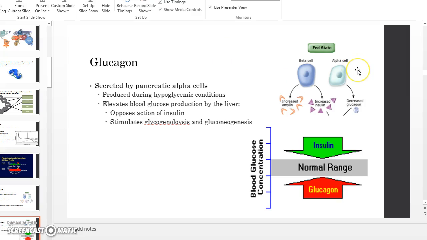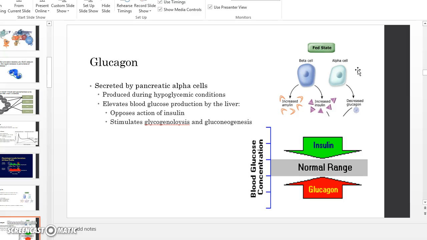So as we were just talking about glucagon, this is also secreted by your pancreatic cells, but it is secreted by the alpha cells versus the beta cells where the insulin and amylin are secreted from. This is produced during your hypoglycemic condition. So this is kind of your mechanism as if your blood sugar is too low. This is your body's natural mechanism for compensating for that and bringing your glucose up to the levels that are needed for your body to function. So it elevates the blood glucose production by the liver.